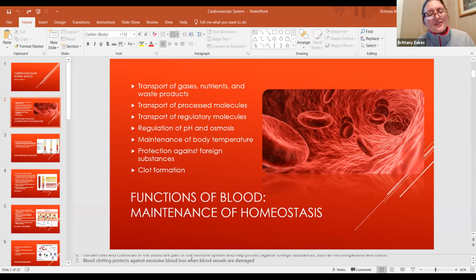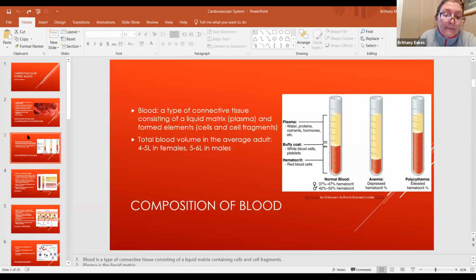But we also have to remember that just because one part of the body needs blood clotting, the rest of the body doesn't. So the blood has to work simultaneously in different areas in different ways.